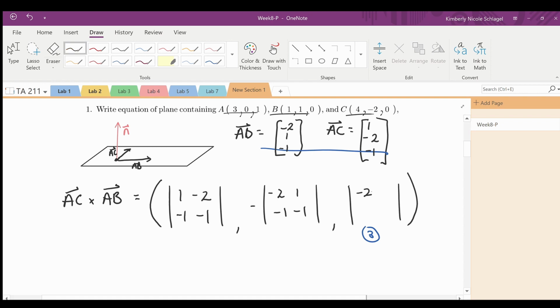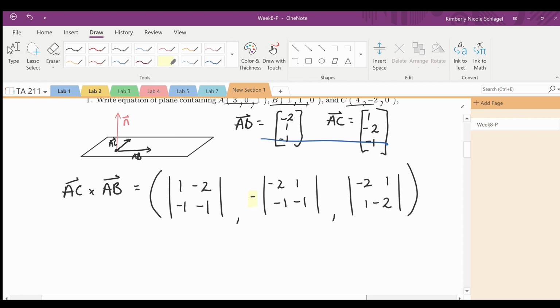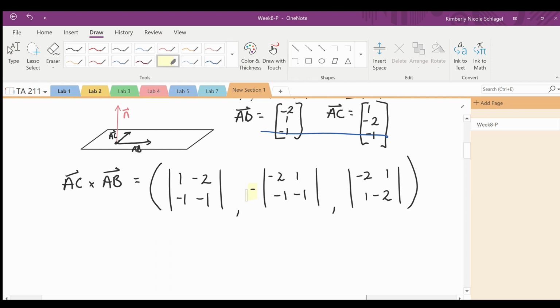And we have something like this. Okay, and I should note that you always have to make sure that in your second one you put a negative. You just have to make sure that you put the negative outside of here when you're doing this method. So when you do the determinant of these guys and you figure that out, it ends up being -3, -3, and 3. So this is our normal vector here. We found our normal vector.